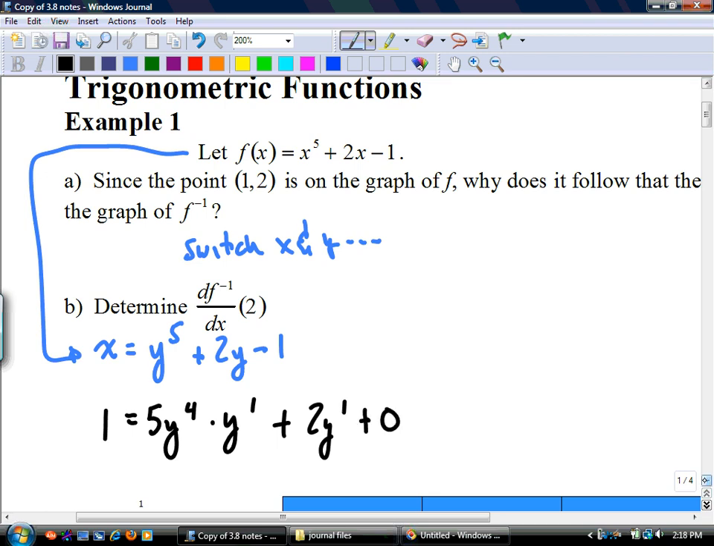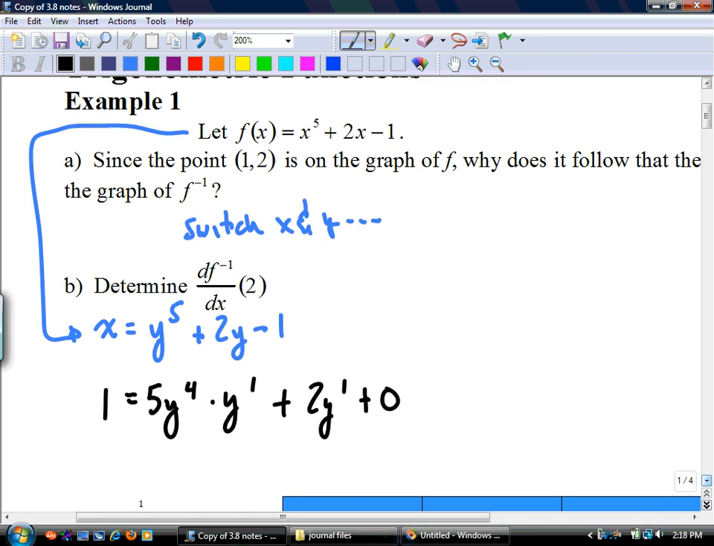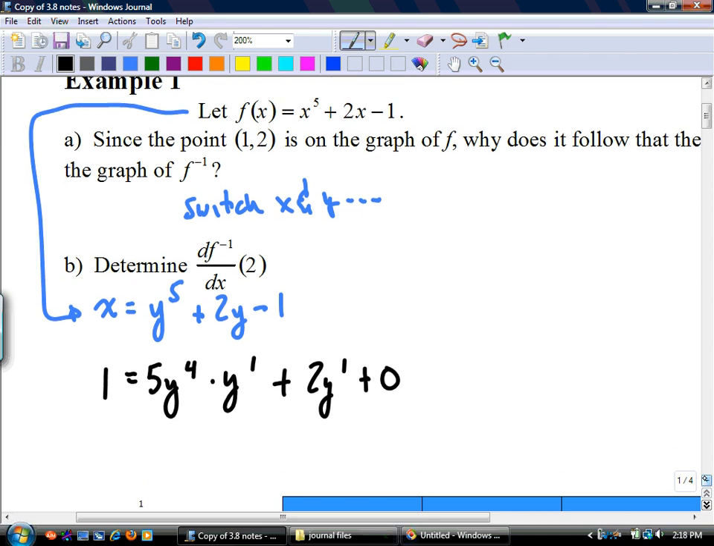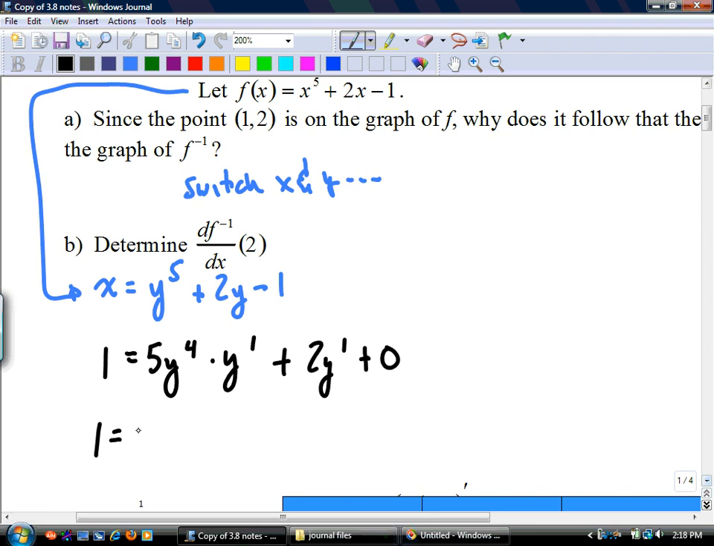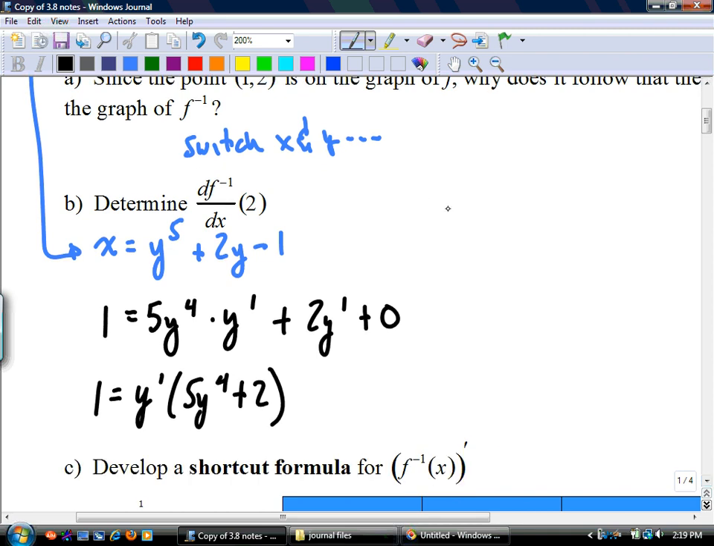Okay. Does this kind of look familiar? Practice this on the previous page. Yep. Factor out y prime. Y prime times the bracket for 2. Y prime equals 1 over 5y to the 4 plus 2.